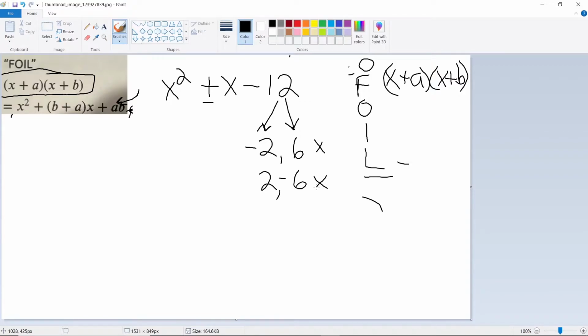Any other factors of 12? Well, 3 and 4. And when I add them, I want it to equal positive 1. So I'll make the 3 negative. Looks like I crossed it out. So 4 times minus 3 is negative 12.